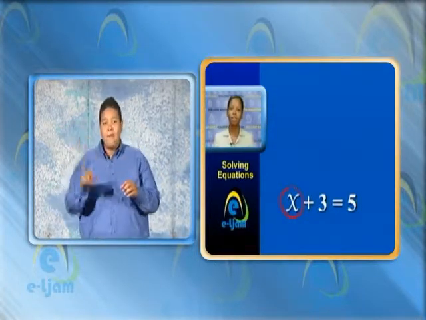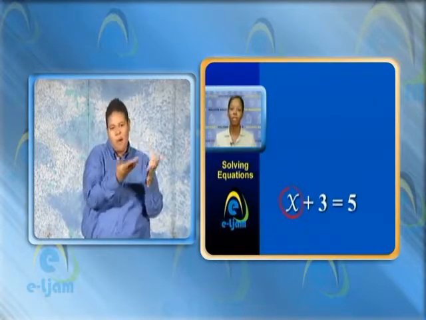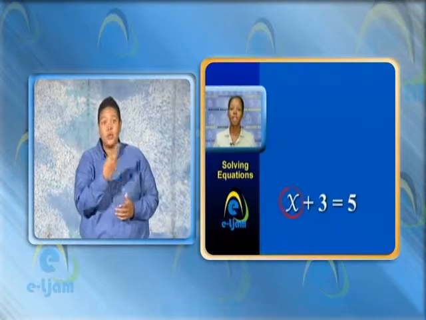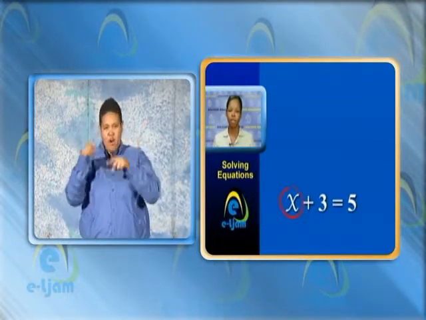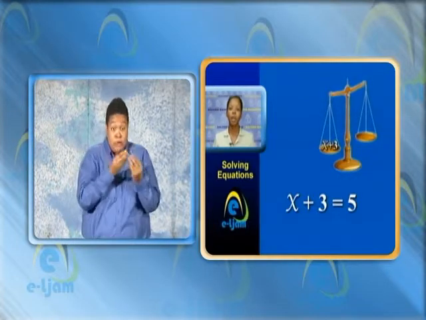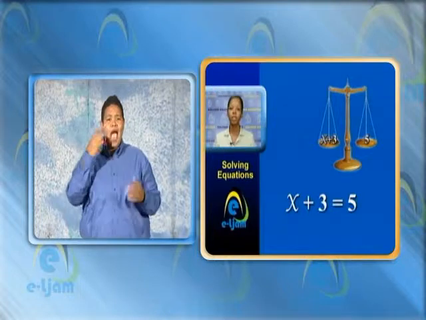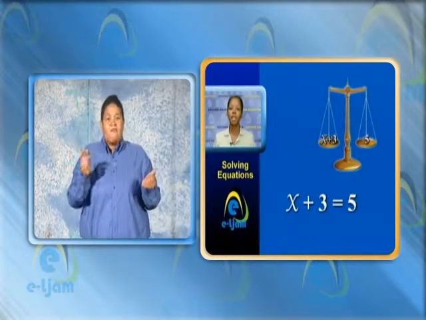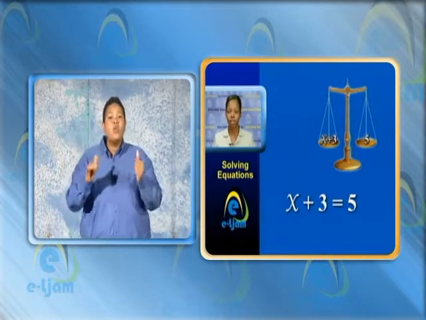A variable is a symbol that represents a number. Usually, we use letters such as n, x, or t for variables. Solving an equation can be compared to balancing a scale. The first thing you need to do in solving an equation is to decide which is the number side and which is the variable side.